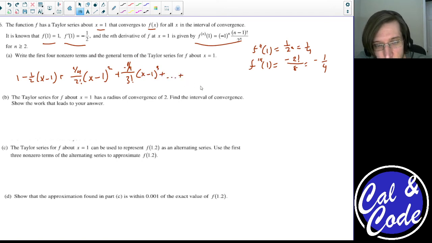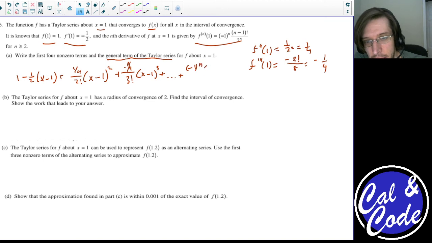Those are my first 4 terms, and now they want the general term as well. The general term just means the formula for finding the derivative: negative 1 to the n, times n minus 1 factorial over 2 to the n, all divided by n factorial, times x minus 1 to the nth power.